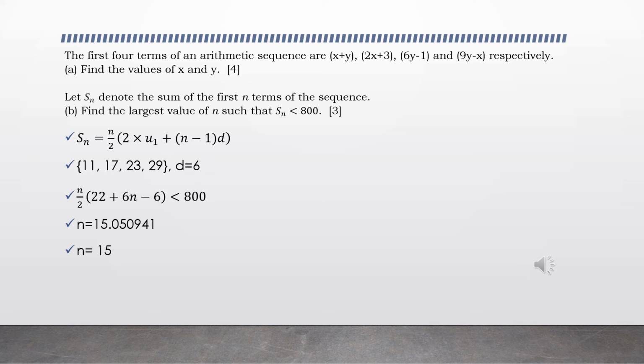Or in your calculator, you will use numerical solve, but you change less than to equal. That gives you the value of n equals 15.050941. So your question is whether your n is 15 or 16. n is equal to 15. Actually, this will give a sum of 795. If you use n equals 16, that will give you 896, and that's over 800. So the value of n is equal to 15.